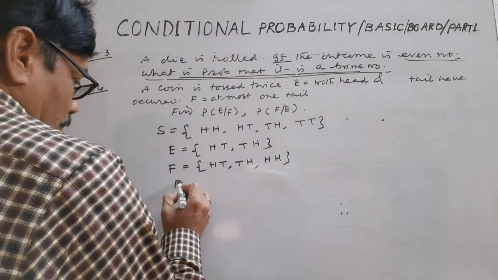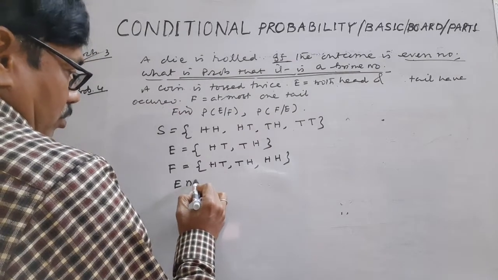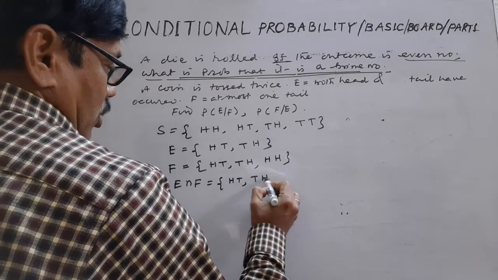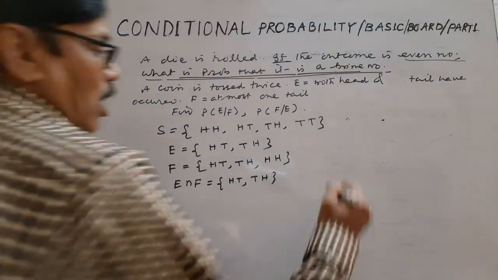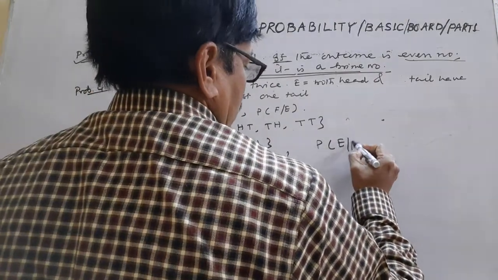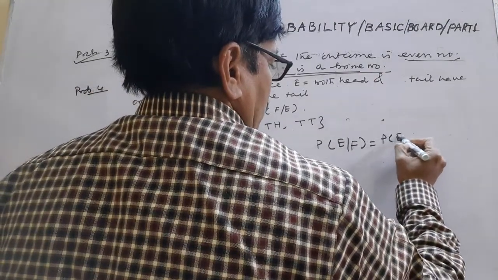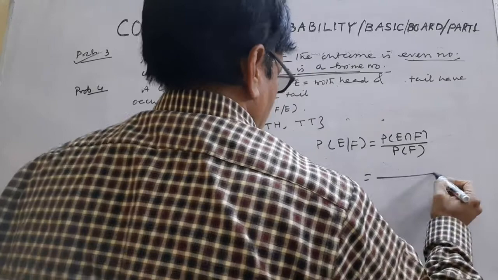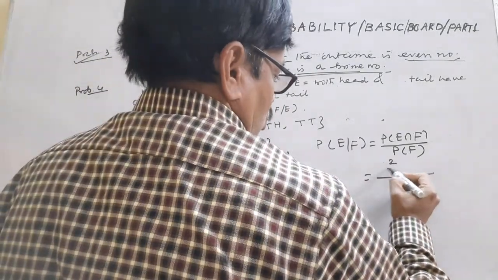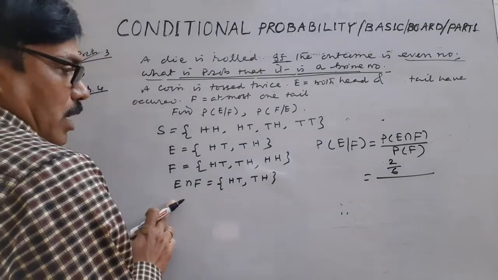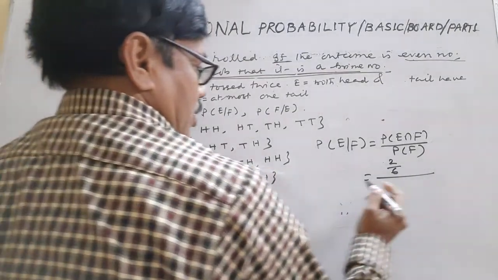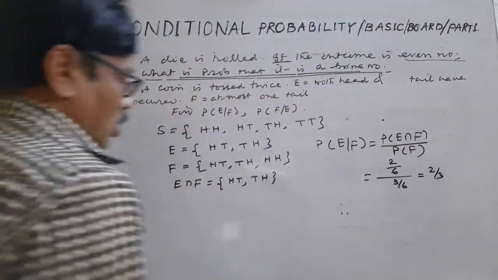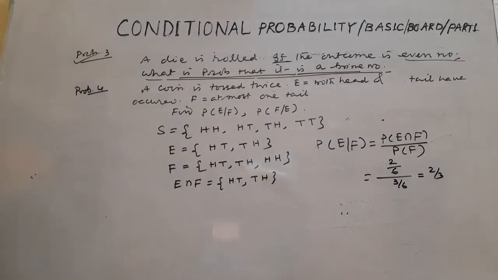So P(E intersection F). What is common? HT and TH. These two are common. Now P(E by F) equals, from the definition, P(E intersection F) by P(F). So what is E intersection F? 2 by 6. P(F) is 3 by 6. So this is 2 by 3.